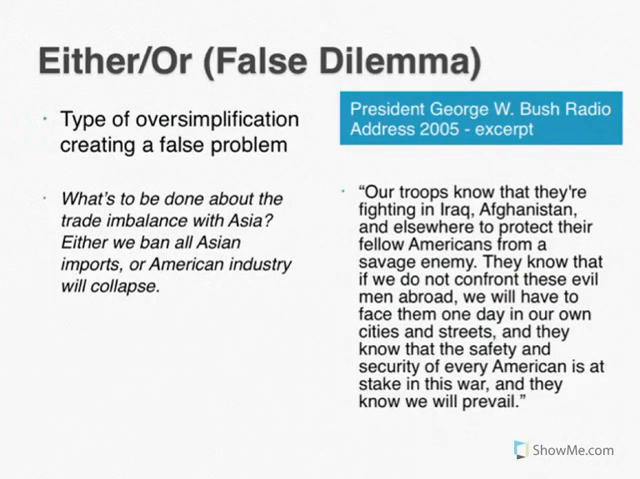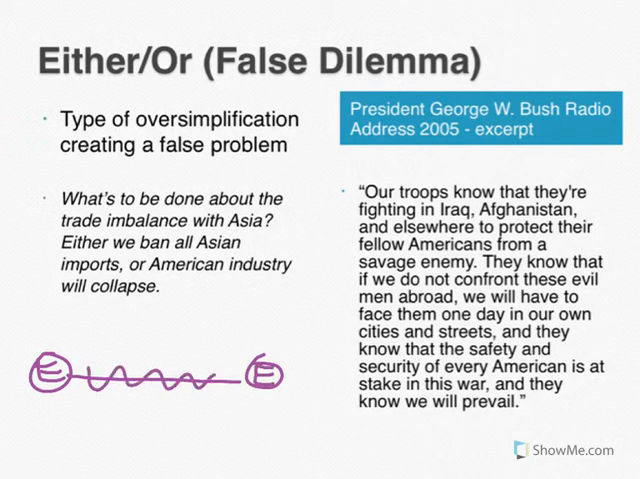The next and last type of fallacy in this series is the either-or fallacy, also known as a false dilemma. This really is an oversimplification of something, and what it does is create a false problem as opposed to a true one. You go from one extreme to another extreme, and you forget all about the stuff that's in the middle.